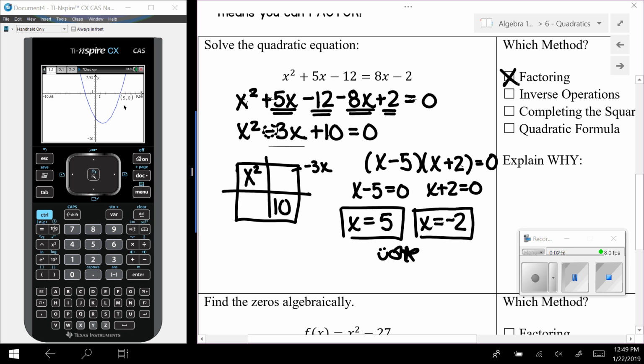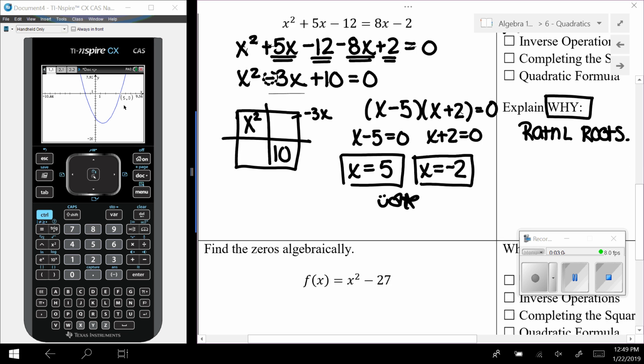So we factored it, and the reason that we decided to factor is because it had rational roots. And if you have rational roots or rational x-intercepts, you can factor.